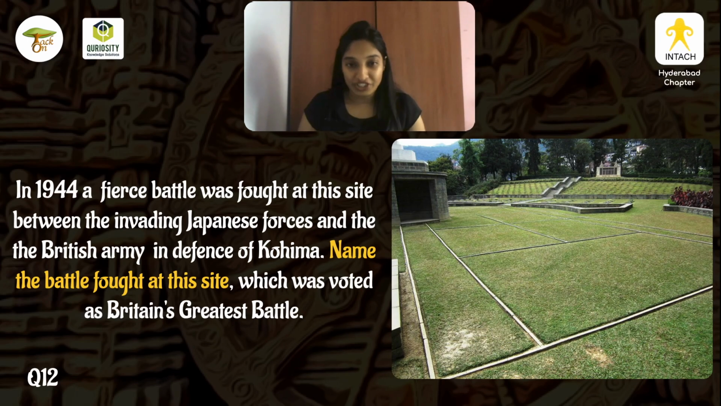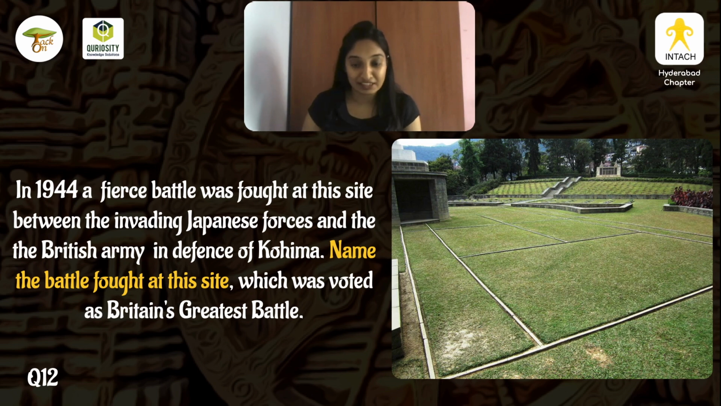Here is question number 12. In 1944, during the Second World War, a fierce battle was fought at the site between the invading Japanese forces and the British Army, which consisted of Indian, British, and African soldiers, in defense of the city of Kohima. Name the battle fought at this very site, which was voted as Britain's greatest battle, even beating some of the events like Waterloo and the Normandy landings.